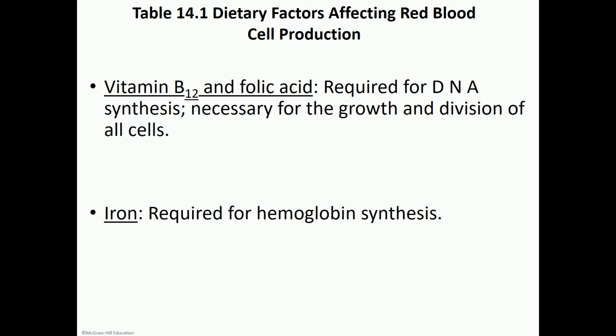And it's kind of a routine thing now that if a woman gets pregnant, she would be taking prenatal vitamins, and included in those prenatal vitamins would be vitamin B12 and folic acid to make sure that there's enough of them for all of that new DNA being produced and to prevent her from becoming B12 and folic acid deficient. We also need iron, which is required in order to produce and synthesize hemoglobin.